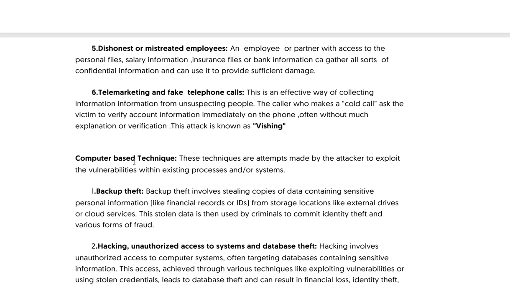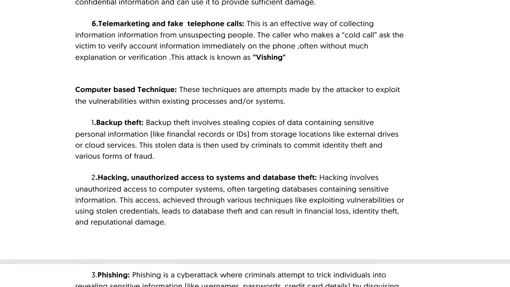So next you have computer based techniques. These techniques are the attempts made by an attacker to exploit the victim by making use of technologies, using computers. Backup theft involves stealing copies of data containing sensitive personal information from storage locations like external drives. The person can steal your external device or he can target your cloud services. The stolen data is used by the criminals to commit identity theft.